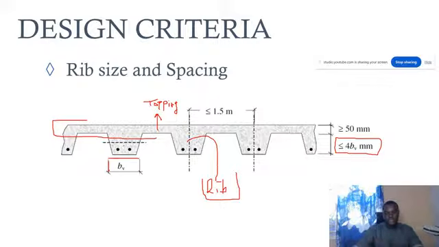And here you see that the topping should be greater than 50 mm. You are going to see some other scenarios where this can change. So these are some of the little design criteria you need to have at the back of your mind in choosing the rib size, the spacing between the rib, and then the depth of the rib. I hope this is understood. If you have questions, as I've said, you can drop it in the comments.